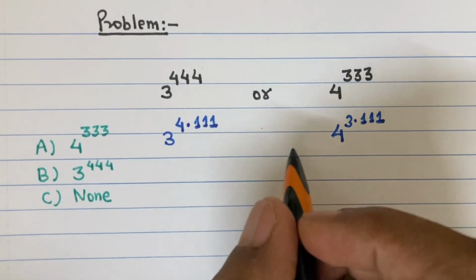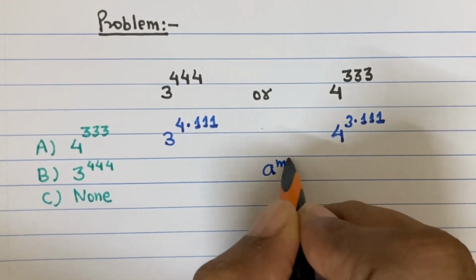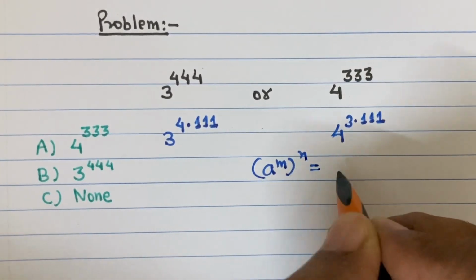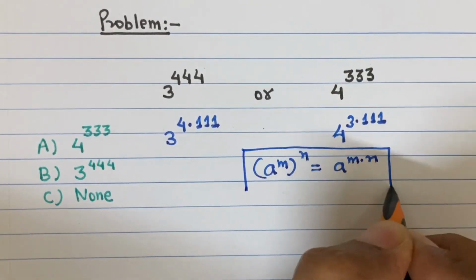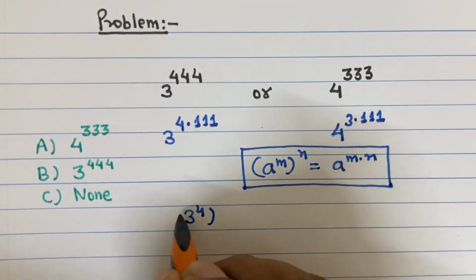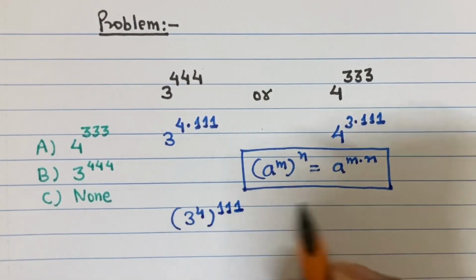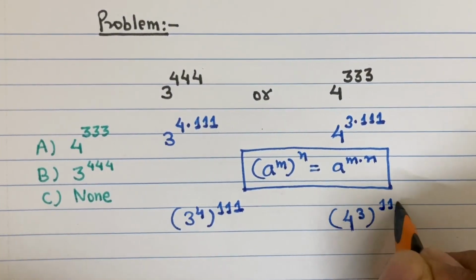Now we are going to use the exponential rule, which is a to the power m, bracket, power n equals a to the power m multiplied by n. So this can be rewritten as 3 to the power 4, bracket, power 111. Similarly, 4 to the power 3, bracket, power 111.